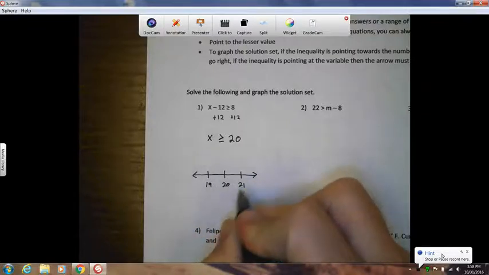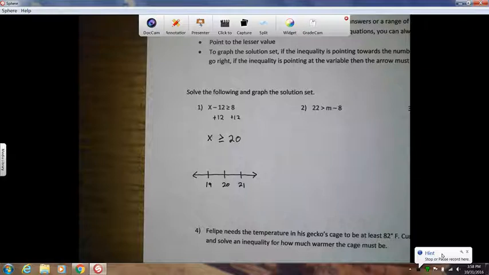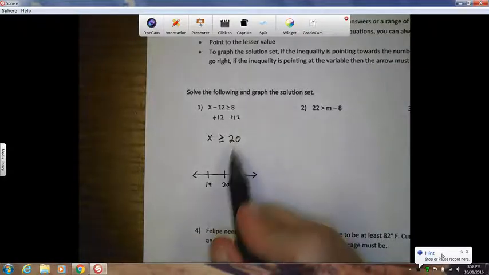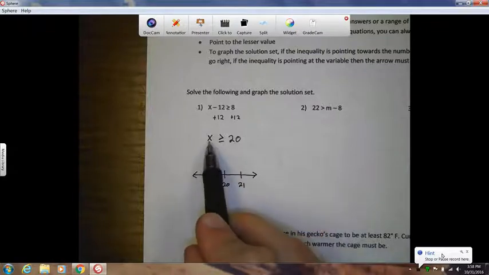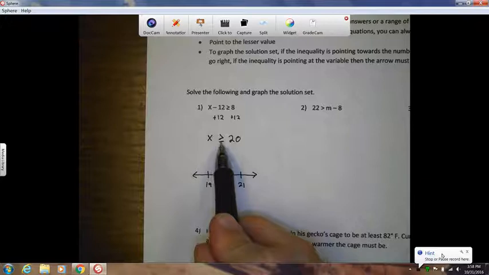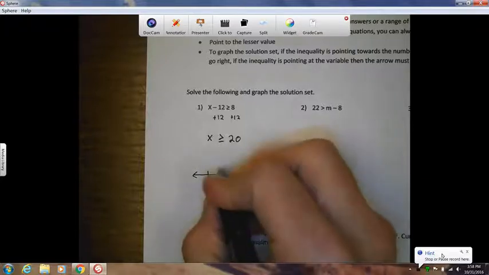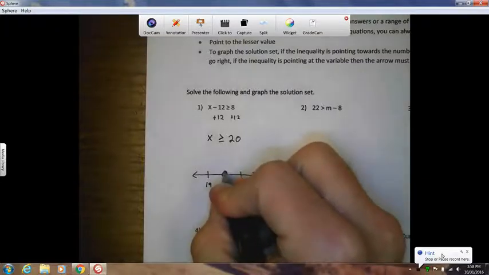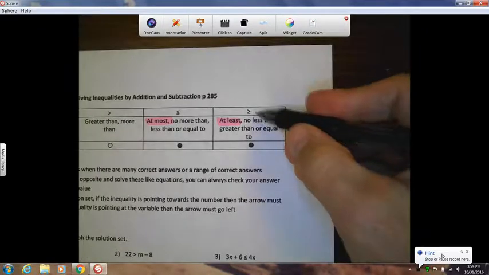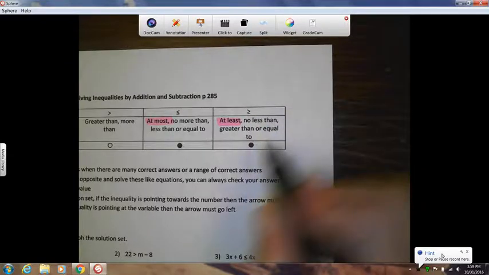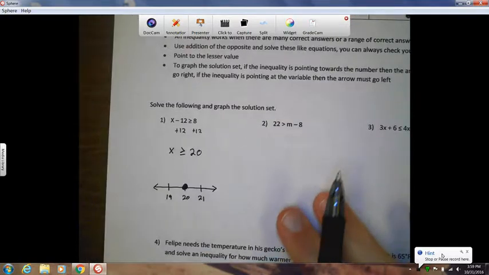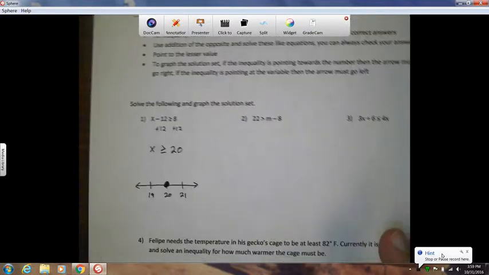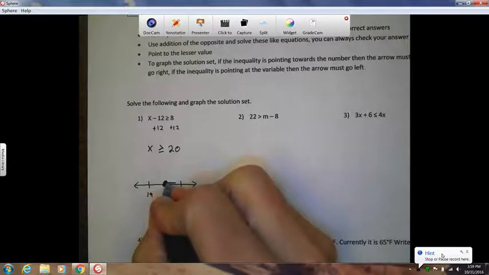Okay, so here's my number line. I know it's going to be 20. I need to decide, can x equal 20? This says x is greater than or equal to, so yes, it can. So 20 is considered a possible answer. Also remember that this symbol means you fill it in, the ones that have the equal sign underneath them. It's greater than, so my arrow goes to the right. Those are numbers that are greater.